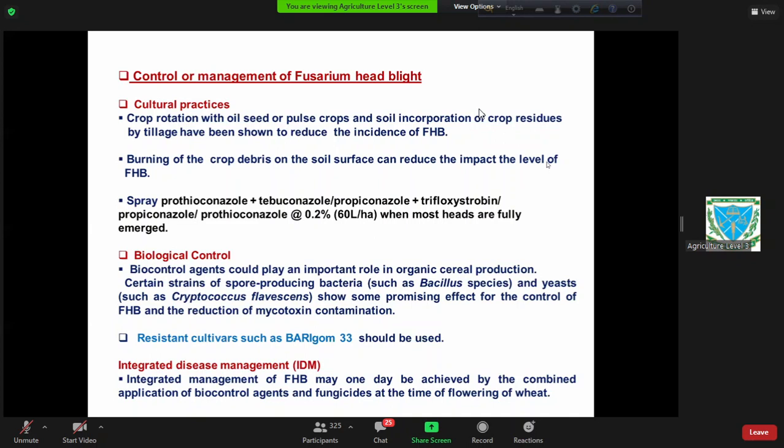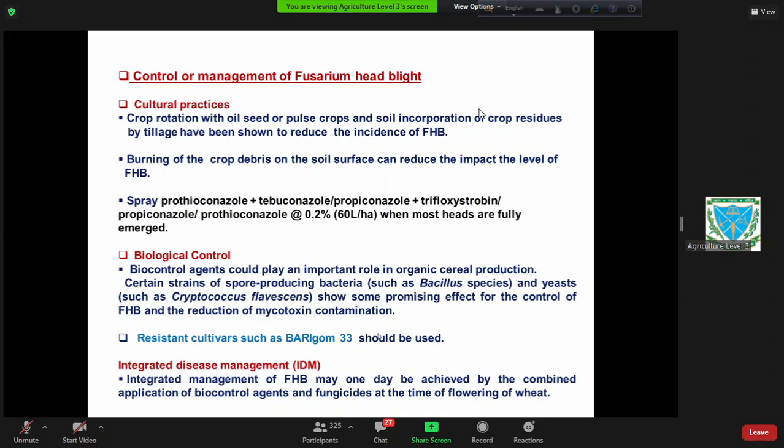In addition, there are some biological agents now being used to control Fusarium head blight in some countries. For example, Bacillus is a bacterial bioagent, and yeast you can use if available, but it's sometimes not available. So chemical is the only way, along with cultural approaches.